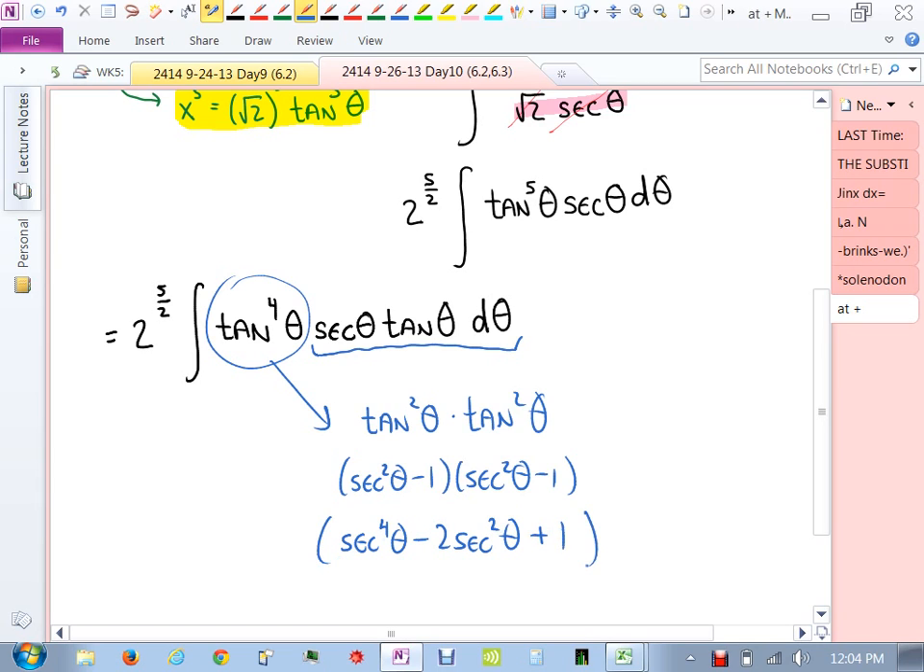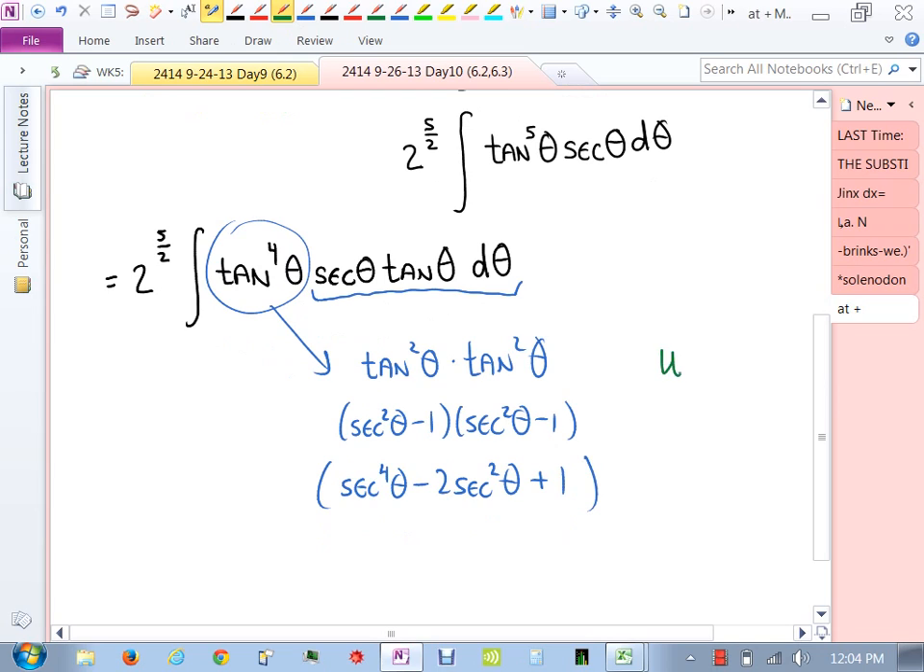And then you're ready, pretty much. All of this becomes that. And then it's a basic U substitution with U being what? Secant theta. Dot, dot, dot. Have fun. I'll let you finish that problem. I'm not going to take it all the way.